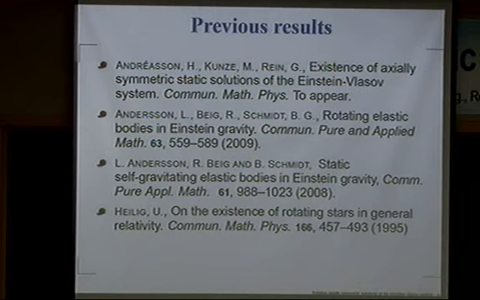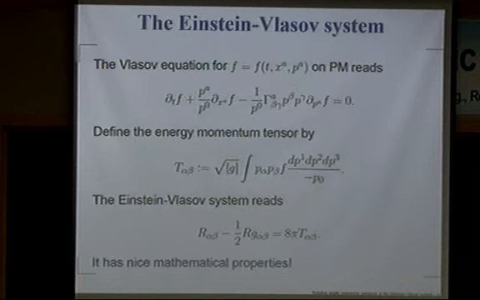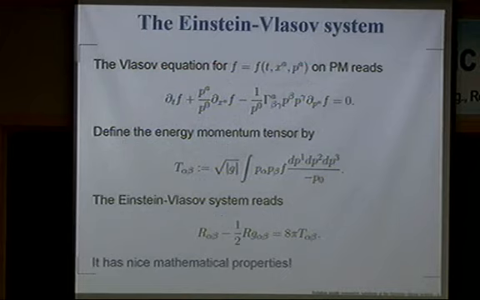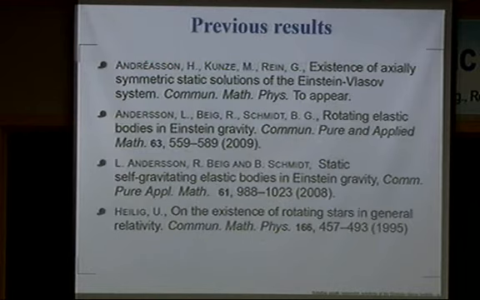There are some previous results for other matter models. So as I mentioned here, the way you model the energy momentum tensor depends on which matter model you choose. So some matter models are better for describing, let's say, galaxies. Some matter models are better for describing individual stars and so on.